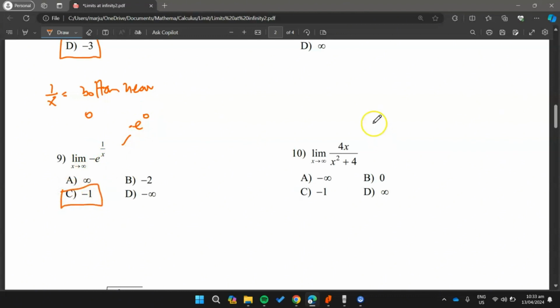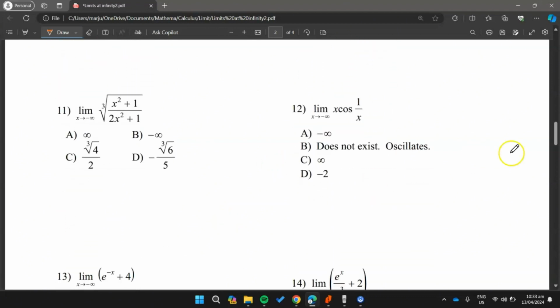Let's have number 10. Again, number 10 is what? Number 10 is bottom heavy. So every time again you are dealing with bottom heavy, as x approaches towards infinity, that is always 0. Let's do number 11.